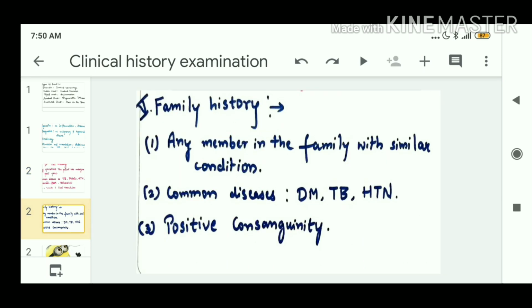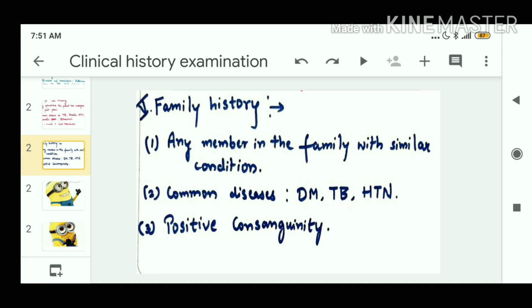And next, coming to the family history. You should know the family history of a patient, like whether any member in the family has a similar condition, similar symptoms. Any family member having the same condition? Next, any common diseases like diabetes mellitus, tuberculosis, hypertension, and any positive consanguinity. What is positive consanguinity? Consanguinity means the fact of being descendant from the same ancestor.